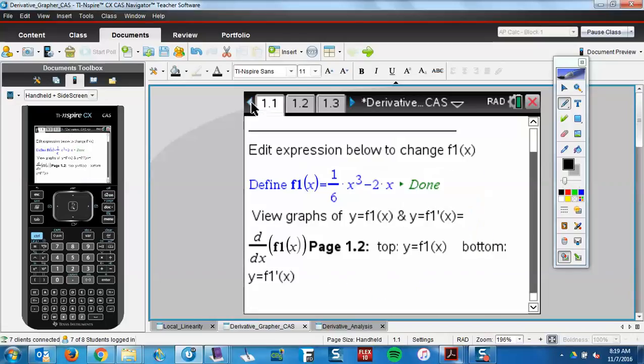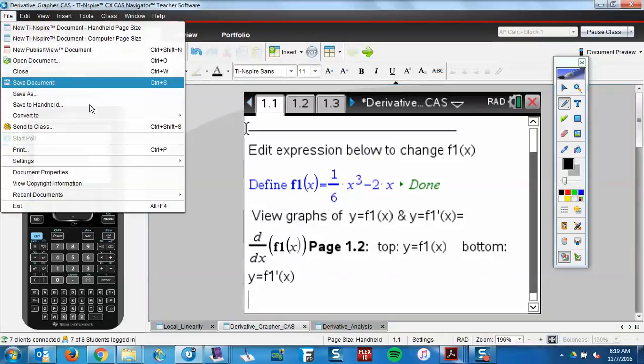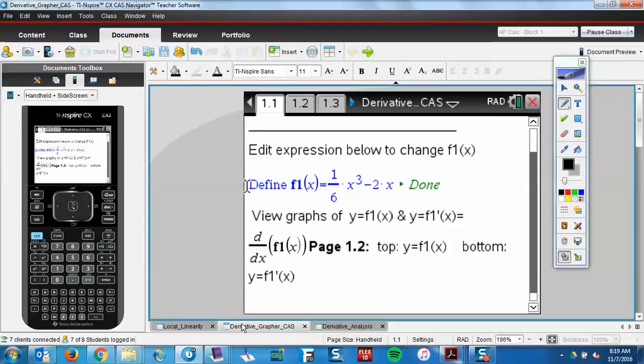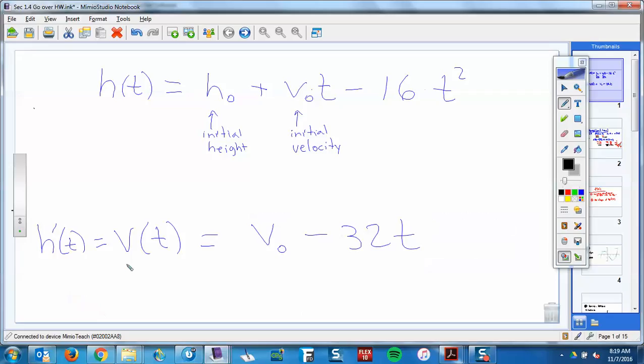Okay? All right. Let's go back to this. Maybe I can save that back to what it was. All right. And then, of course, this one we're going to get to later. All right. Back to our thing. Okay. So just quick to review.